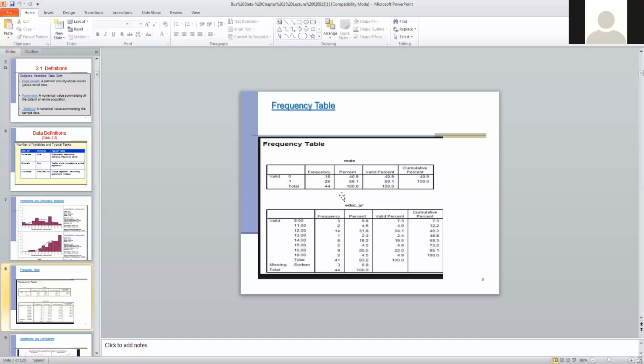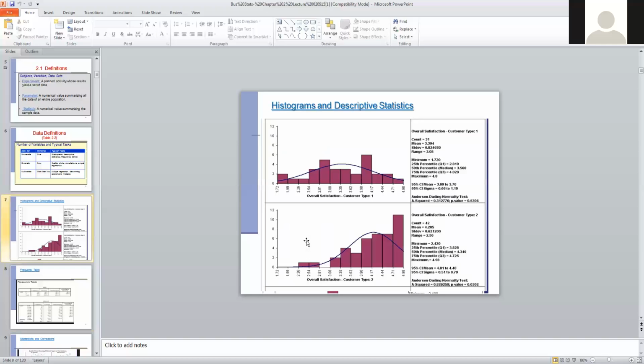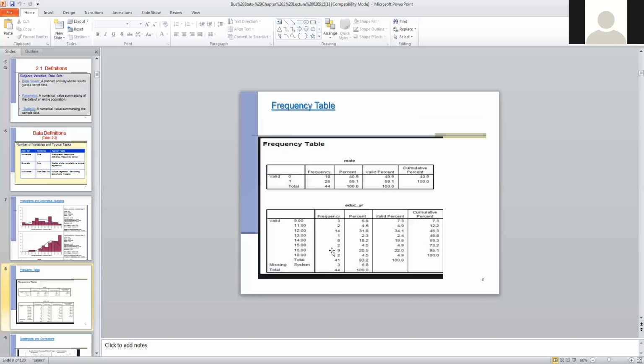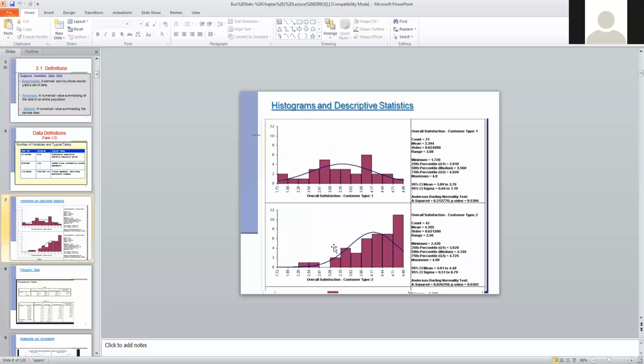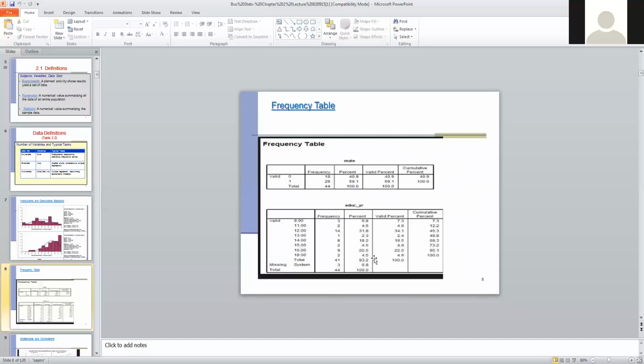So a frequency table is basically just another way of summarizing data. Rather than having it shown graphically, I can have it shown in a table or numerically if you prefer. Basically it's the same data, but it's shown in a different format. Most people find that looking at things in pictures or graphs is a little bit easier to digest what the data says. But in any case, sometimes we will use these frequency tables as well.